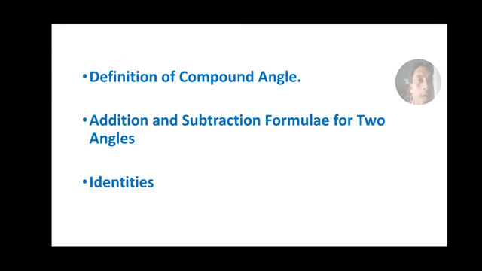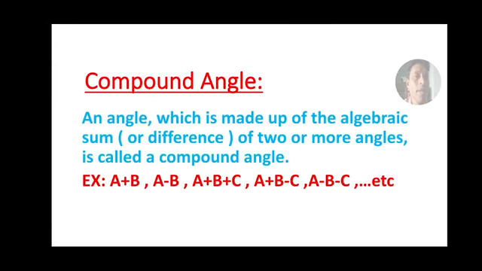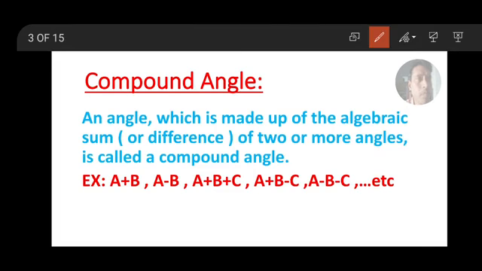So what is the compound angle definition? An angle which is made up of the algebraic sum or difference of two or more angles is called a compound angle. Means an angle which is made up of the sum or difference of two or more angles.